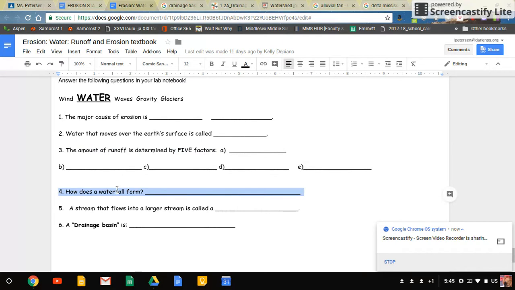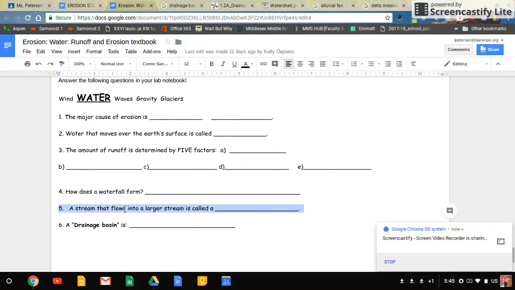Question 4, how does a waterfall form? A waterfall forms where a flat layer of tough rock lies over a layer of softer rock that erodes easily. When the softer rock erodes, pieces of the harder rock above break off, and that creates an area of sharp drop where the water can just fall over the sharp drop.